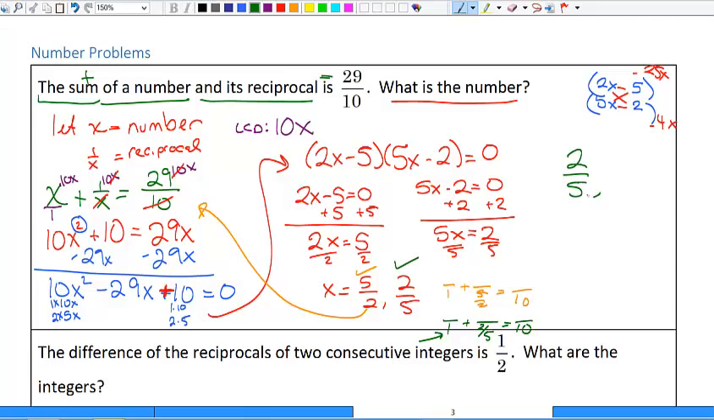And 2/5 and 5/2 do add up to 29/10. Well, what if 5/2 was my number? Well, the reciprocal would be 2/5, and it still adds up to the right number. So if you're asking which number it is, it could be either one of these numbers, because the reciprocal is just the other number, and they truly do add up to 29/10. So either one of these numbers satisfies this statement.